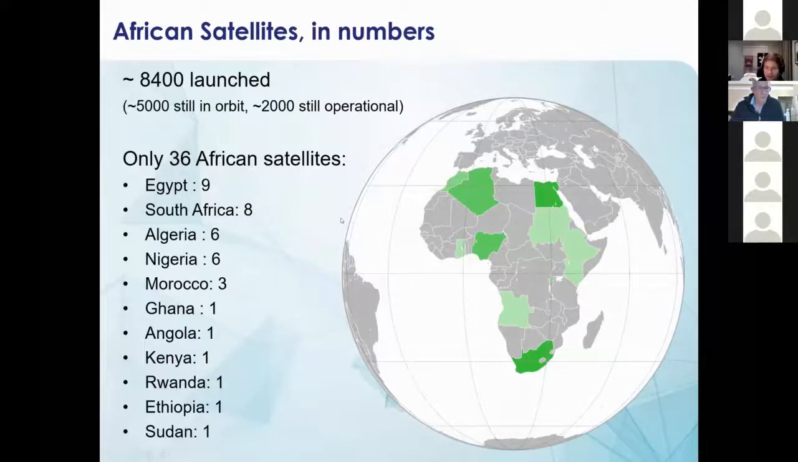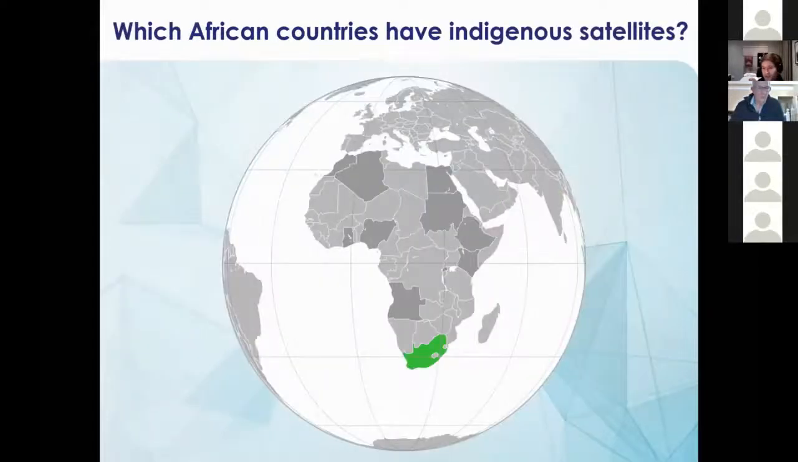But the remarkable thing about South Africa is that, as far as I know, we are the only country in the whole of Africa who has ever fully developed an indigenous satellite. All of the other countries owning satellites basically went and asked one of the other spacefaring nations to help them develop it or build it completely.